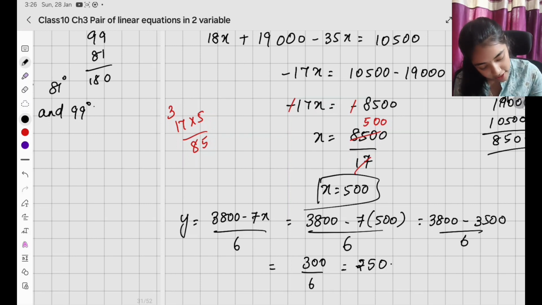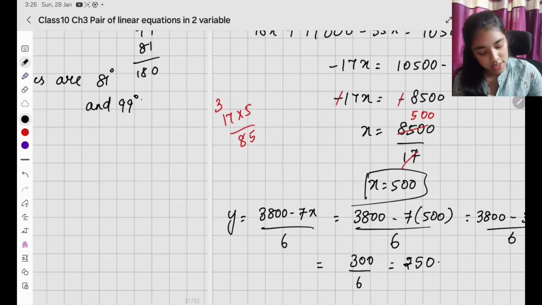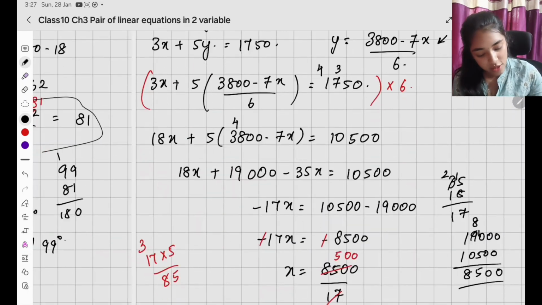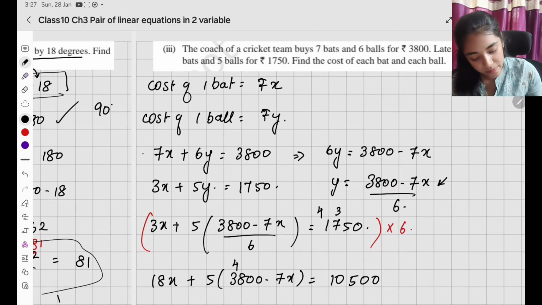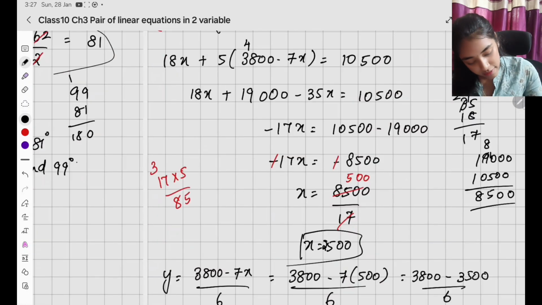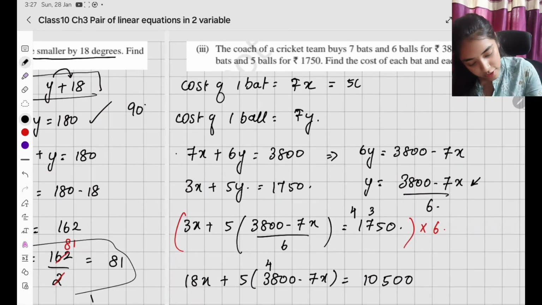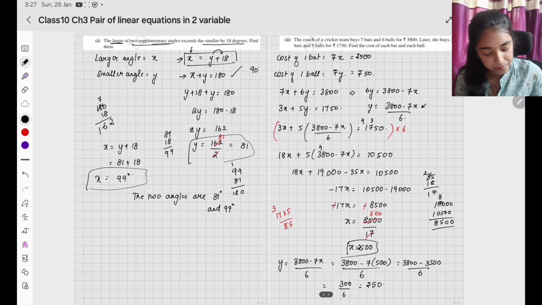So what do we see here? The cost of a ball is going to be 50 rupees and the cost of a bat is going to be 500 rupees. Okay, so this is also going to be in rupees. So the final answer: the cost of a bat is going to be 500 rupees and the cost of one ball is going to be 50 rupees. Okay, logical? Please copy.